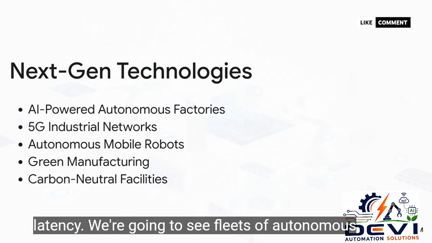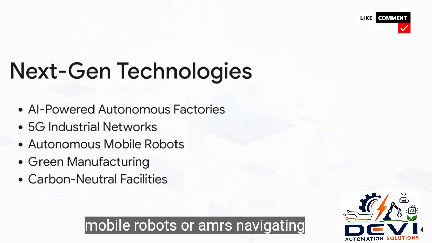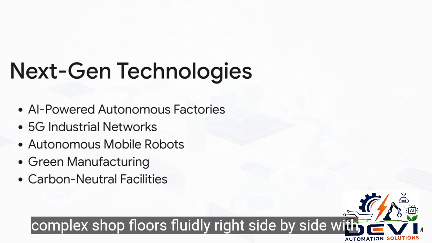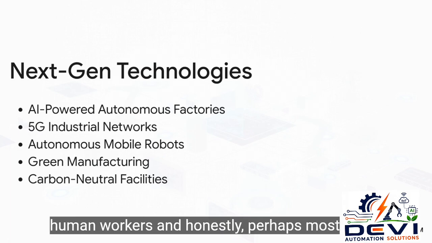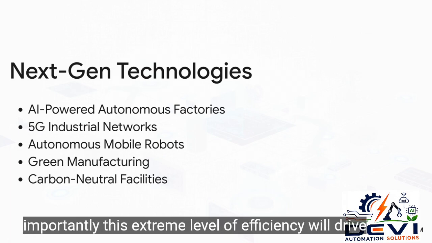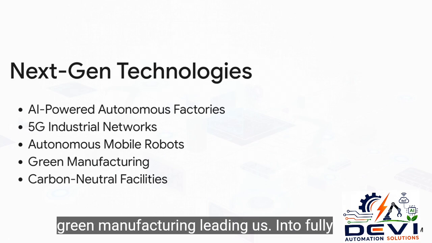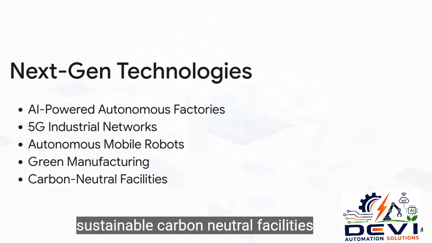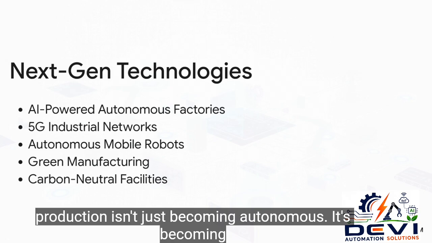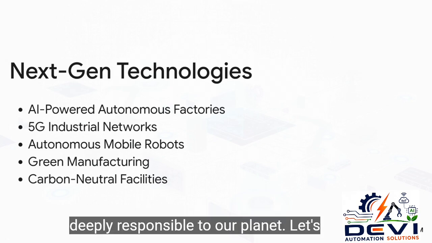We're going to see fleets of autonomous mobile robots, or AMRs, navigating complex shop floors fluidly, right side by side with human workers. And honestly, perhaps most importantly, this extreme level of efficiency will drive green manufacturing, leading us straight into fully sustainable, carbon-neutral facilities. Production isn't just becoming autonomous, it's becoming deeply responsible to our planet.